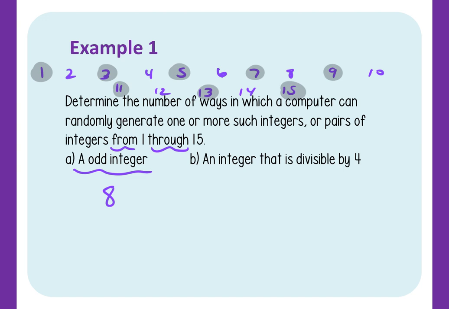B says an integer that's divisible by 4. So as I look through these integers, which ones are divisible by 4? 4, 8, 12. How many are those? 3. Okay, so again, right now we're just figuring out what is called the sample space. We're figuring out how many ways these things can be accomplished.